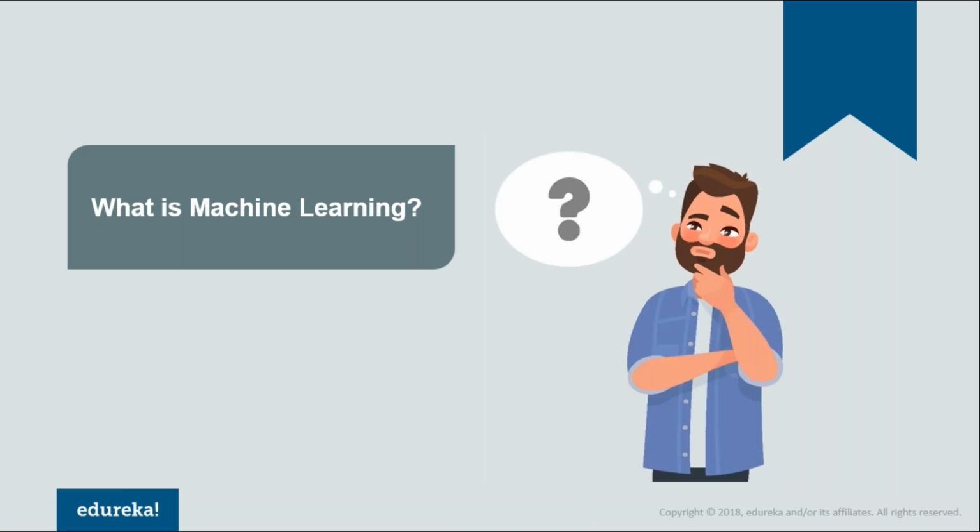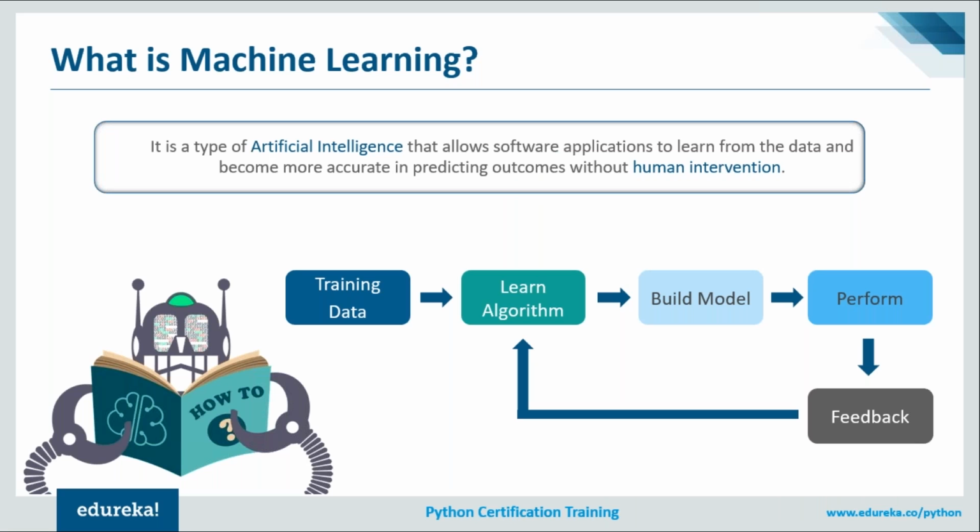Alright guys, since most of you are clear, let's begin with the very first topic of today's discussion, that is what is machine learning. So machine learning is a type of artificial intelligence that allows software applications to learn from the data without any human intervention. And this also helps you to predict the outcomes as well.